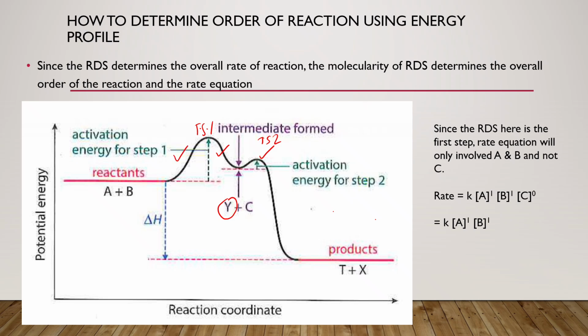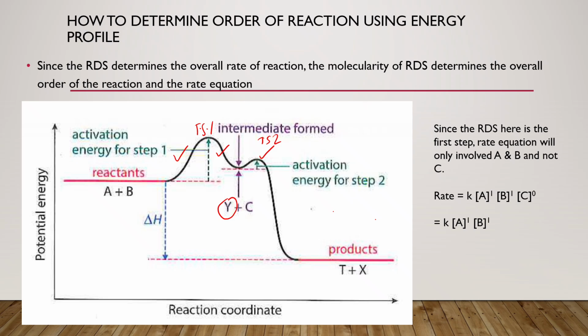So, how does this lead us to determining the order of a reaction? Basically, since the first step is the rate determining step here, only the reactants involved in this rate determining step will contribute to the order of the reaction. In a sense, the molecularity, or the colliding molecules in the rate determining step, constitute the order of the reaction and hence appear in the rate equation.